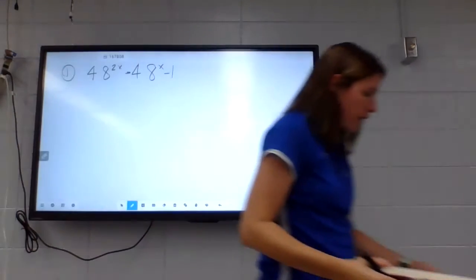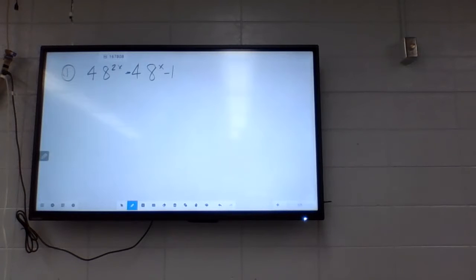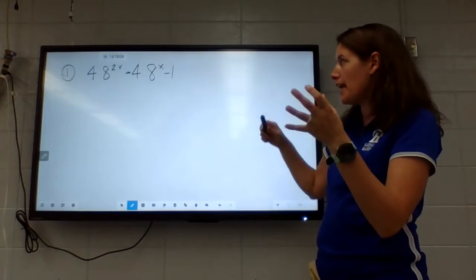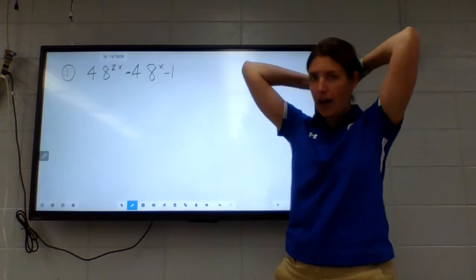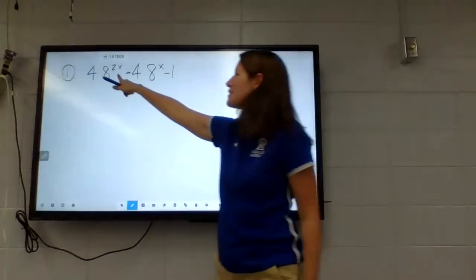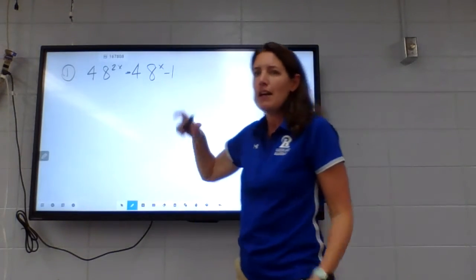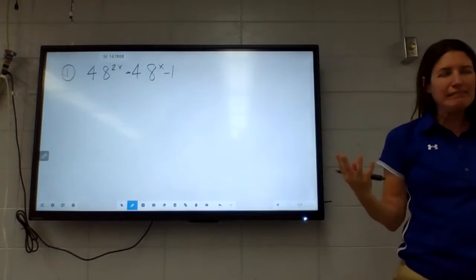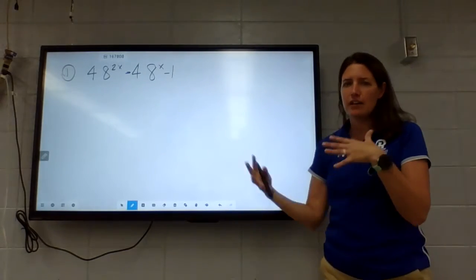All right. Now, on any of these that we have to do chunking, if you didn't realize what the chunk was, it made it tough. So in this case, it would be best if we did the 8 to the x power as our chunk. How you decide that is, I see an 8 to the x power in both parts. However, you might look at this one and say, well, that's 8 to the 2x. But in order to make it 2x from x, you're just squaring it. So I don't know if you just kind of noticed something like that.